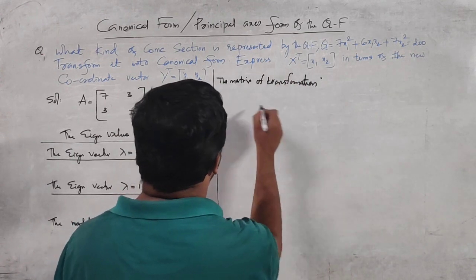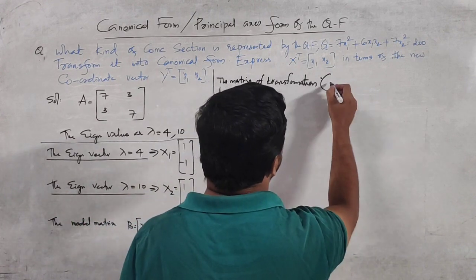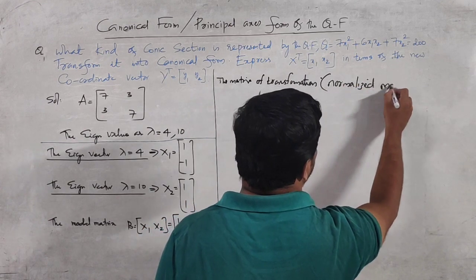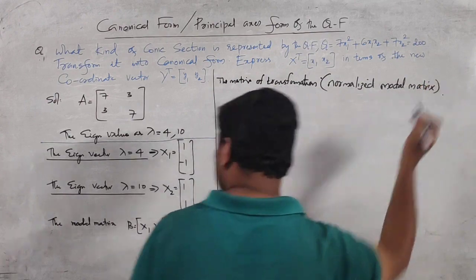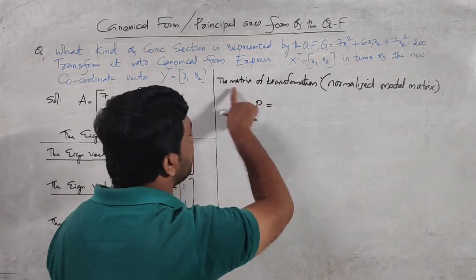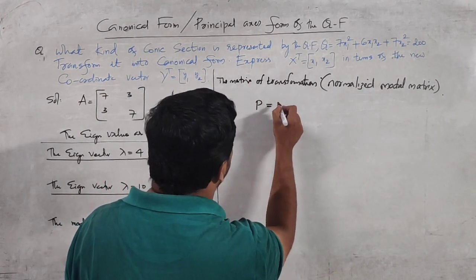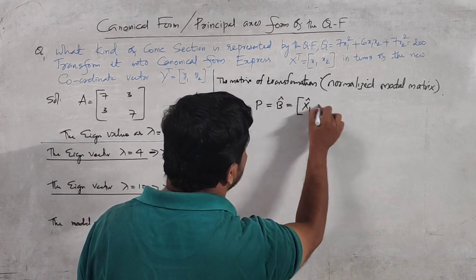The matrix used for that, I can call P. Sometimes it is called the normalized eigenvectors, the normalized model matrix. So, after computing the model matrix, we want to compute the normalized model matrix. That is called the matrix of transformation. That P, you can call B cap. It is just x1 cap and x2 cap.